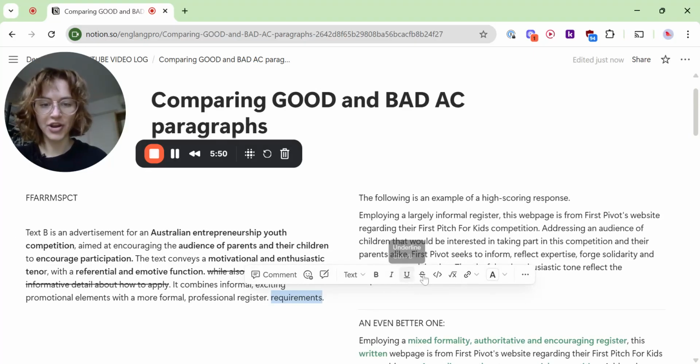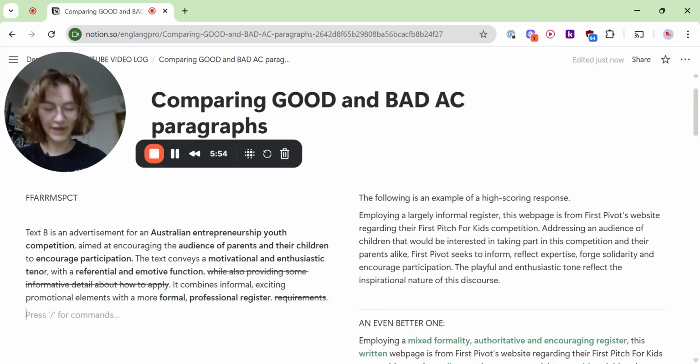All right, so now if we look through, we've got our register and we've correctly identified that it switches up, and that's really important because I've got a feeling that VCAA will probably put a mixed register text, if not a mixed mode text, which a lot of the times comes with a mixed register as well. So you need to correctly identify that they are including both informal and formal elements. Super important.